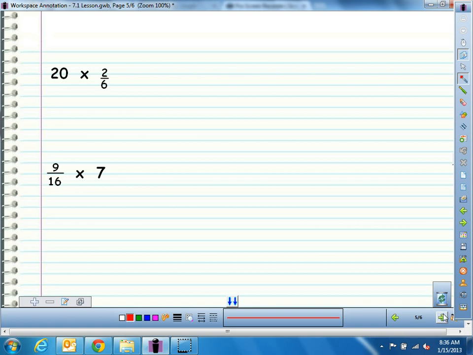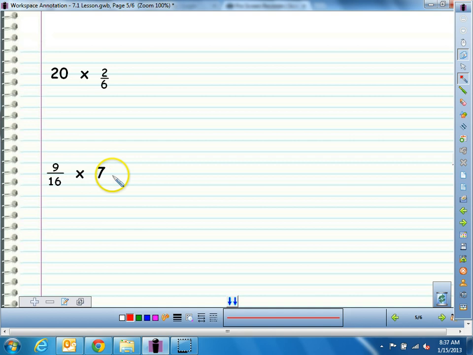So let's go ahead. I want you to try these two here in your notes. Don't forget, you need to change those whole numbers into a fraction, and then you multiply. It's no problem. It's the top times the top and the bottom times the bottom. So all you're going to do is take that top times the top, and that gives you your new top number. Bottom times the bottom, that gives you your new bottom number.